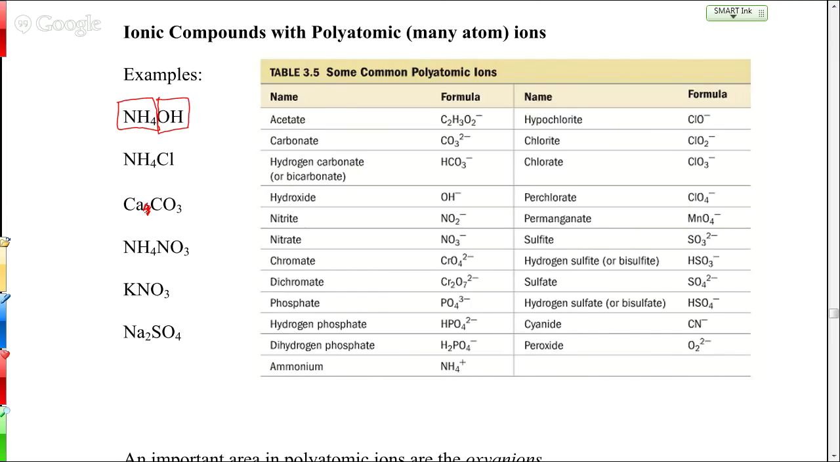NH4NO3. Ammonium nitrate, right. KNO3. Potassium nitrate, and Na2SO4, sodium sulfate. So note that we don't put any prefixes. We don't say disodium sulfate or something like that. We just put the names together just like in that first category. You take the name of the cation and the name of the anion. And these you don't even have to change the name of the anion, because that's just their name.